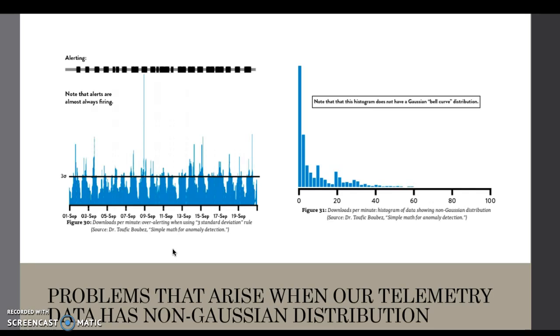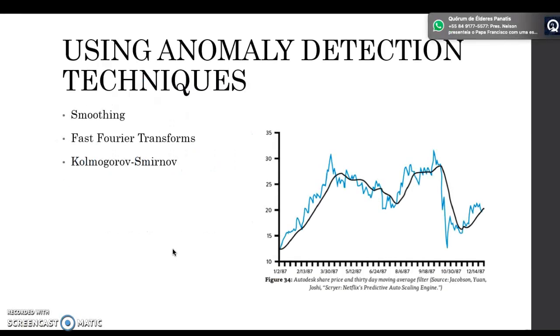So we're going to see that many times the lines are going to pass the means. So this is a very serious problem. We can use some anomaly detection techniques to overcome this. There is smoothing, which is very used.